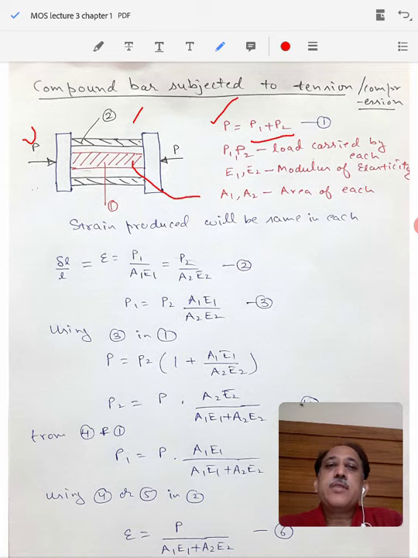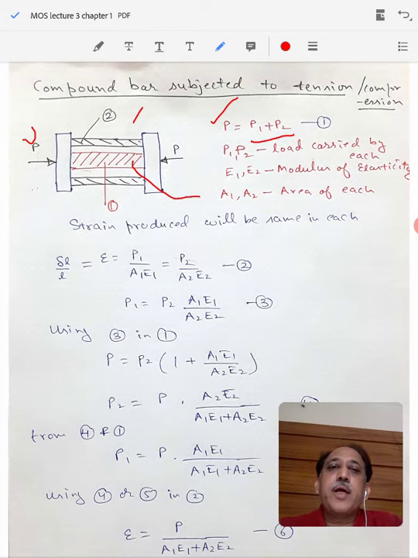Let's say the E1 and E2 are the modulus of elasticity of these two materials which have been used. Let's say the central one may be of steel, the outer one may be made up of aluminum or brass, so their modulus of elasticity may be different.